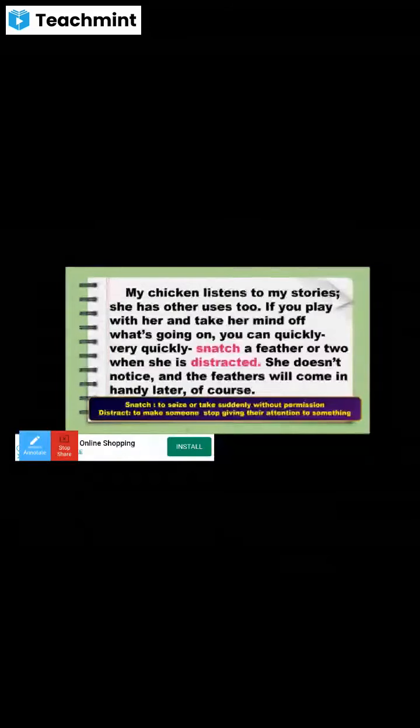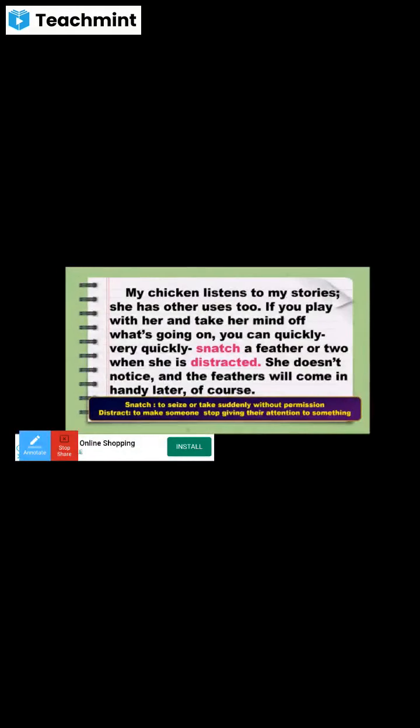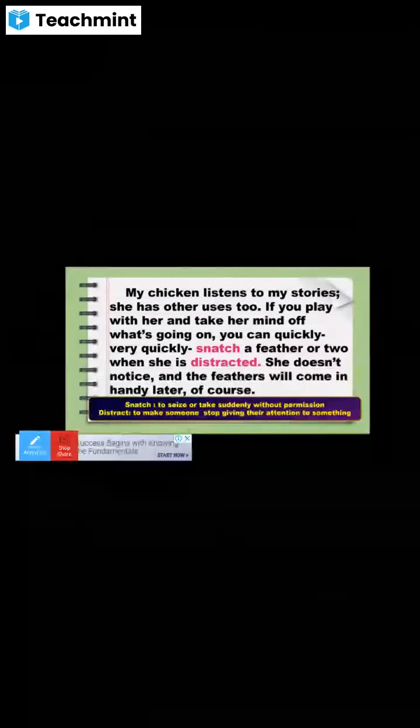All the time I spend with my chicken, when I share my secrets and tell my stories, she listens. If she doesn't listen, then I snatch her feathers. If she's distracted, I mean she stops giving her attention to something, then I snatch a feather. I pick up a feather.